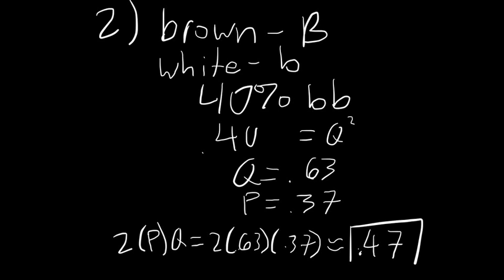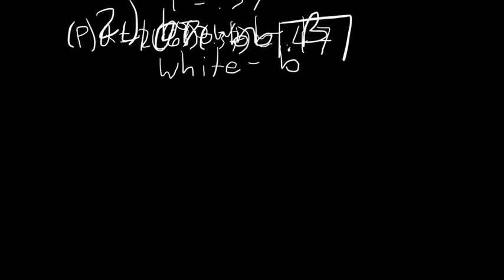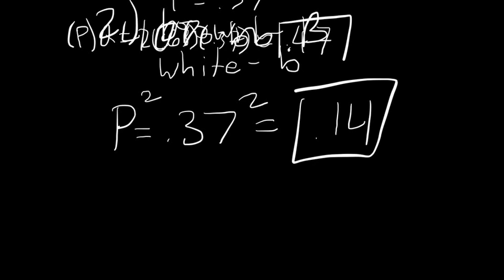Next, we're going to find the homozygous dominant. To find the homozygous dominant, you take your p value, which you know equals 0.37. Since the frequency is represented by p squared, we can just square this value, giving us 0.14. So that's the answer for the frequency of your homozygous dominant individuals.